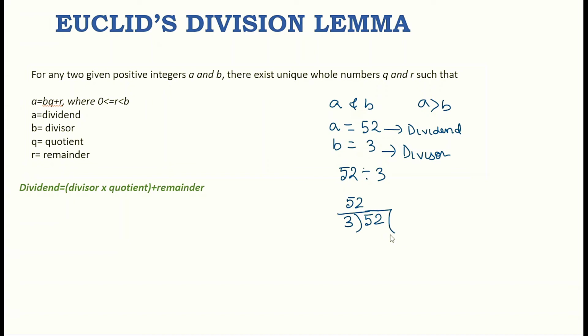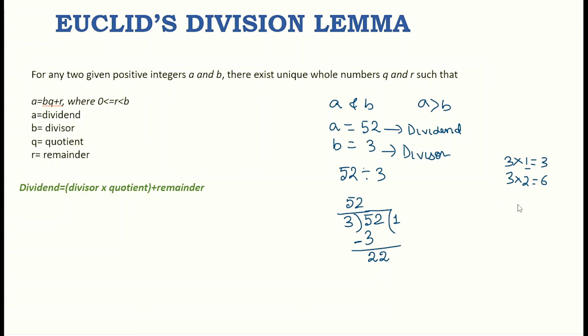Now we will consider each figure separately, so we will consider 5 first. In the multiplication table of 3, we have 3 ones are 3, 3 twos are 6. So 5 is greater than 3 but less than 6, so we will be considering 3 ones are 3. We write 1 here in the quotient, and this 3 we write over here. Now 5 minus 3 gives us 2. Of course 2 is less than 3, so it cannot be divided further, so we take the next digit 2 from here and bring it down.